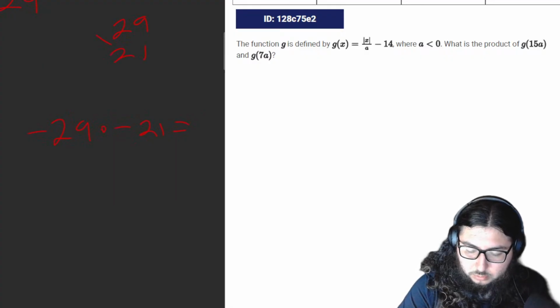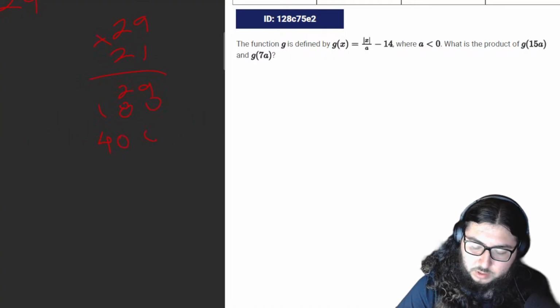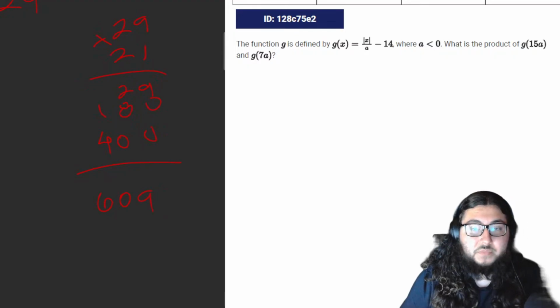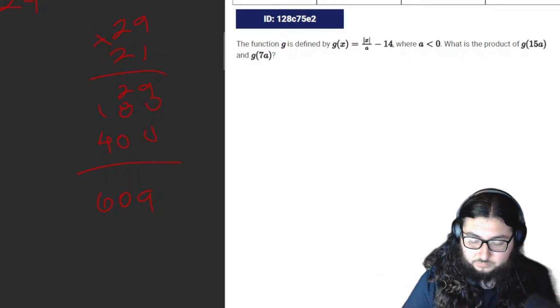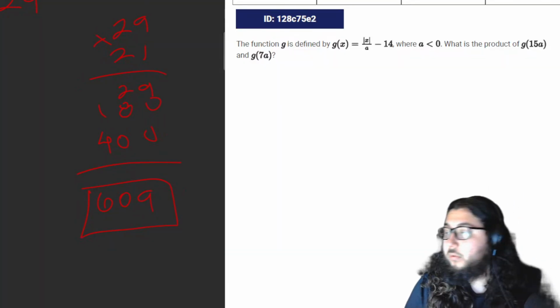$29, $21, 9, 2, 180, and 400. So it is 609. Sorry, I was confused there for a second, but we got it. 609 is the product of these two.